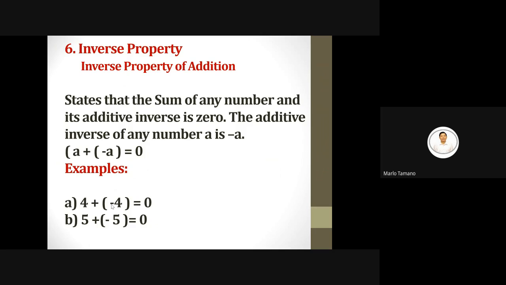Okay, so tignan nyo po yung example natin sa letter A. So 4 plus negative 4 is equal to 0. The positive 4, the additive inverse of this positive 4 is negative 4. If you are going to add this, that is equal to 0. Same as this letter B, 5 plus negative 5 is equal to 0. And I know you can give your own example. This is very easy.